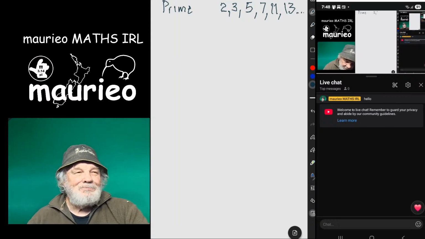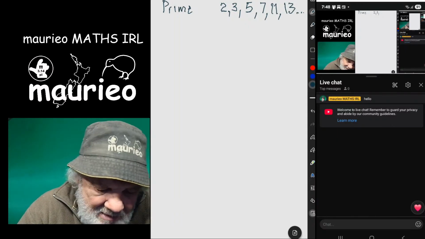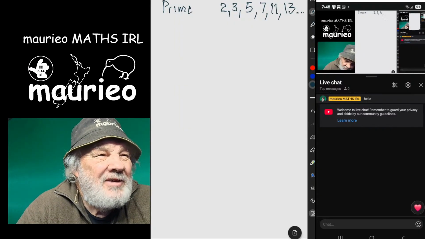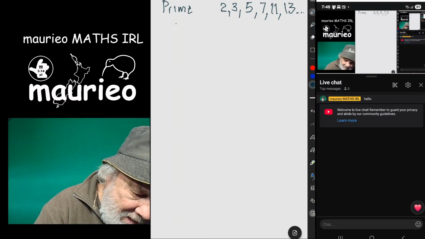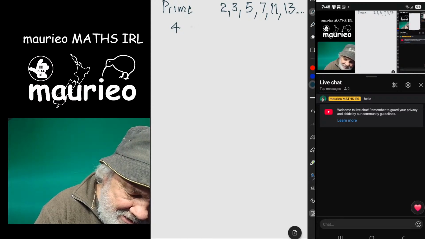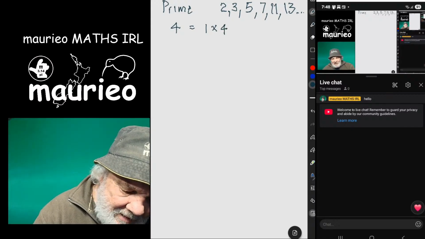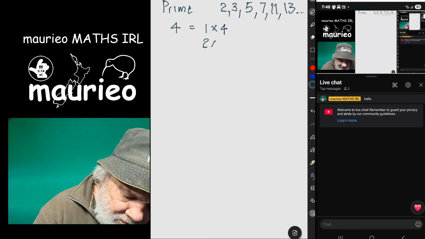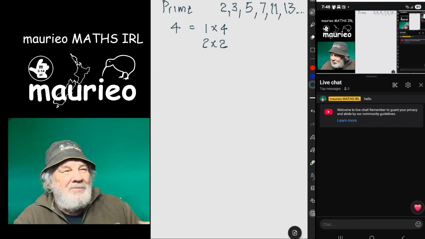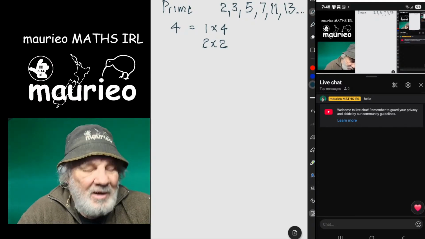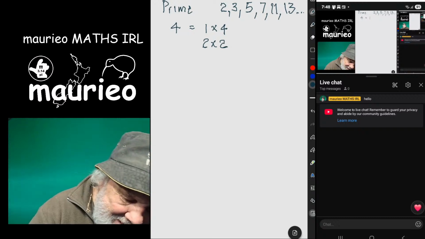Other numbers can be written, as we say, as a product of the primes. So if we look at 4, that equals 1 times 4, but also 2 times 2. As we say, it can be written as a product of prime numbers, in this case 2 times 2. All right, so that's our factors.